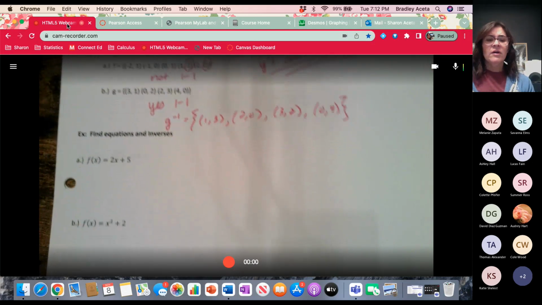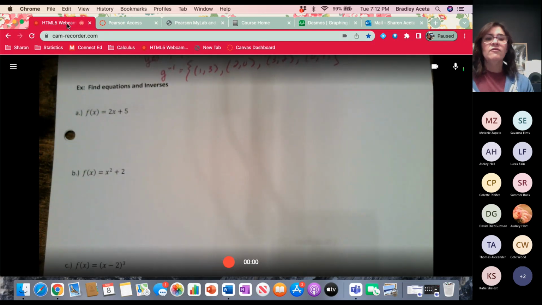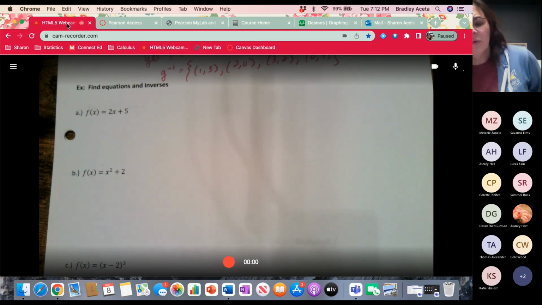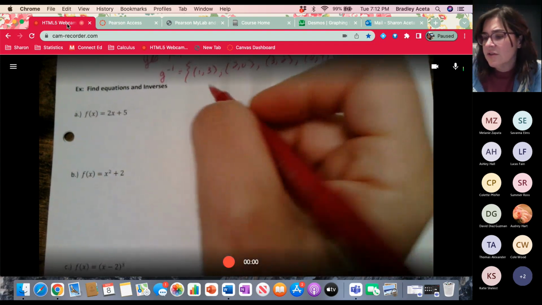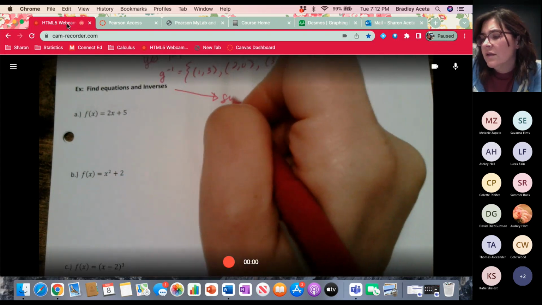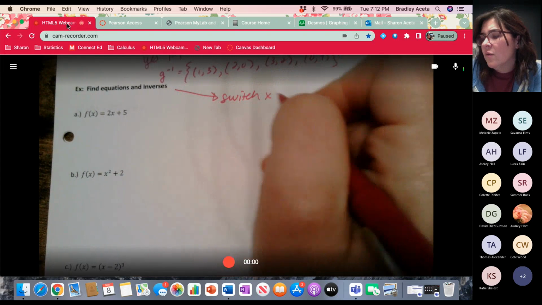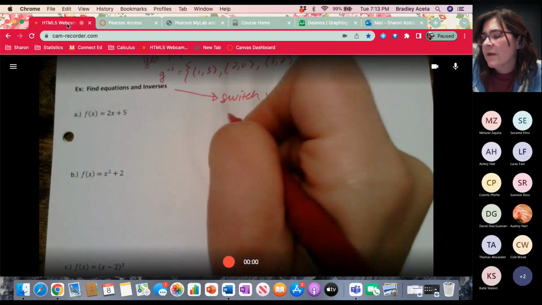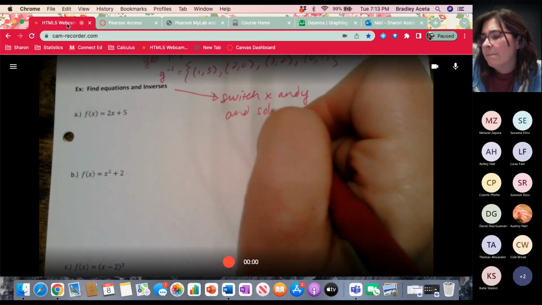The next part will be finding actual equations of inverses. We're going to do some of these right now so you can see what I'm talking about. All right, so to find equations of inverses, it's actually very easy. All you have to do is switch your x and y and solve for y.